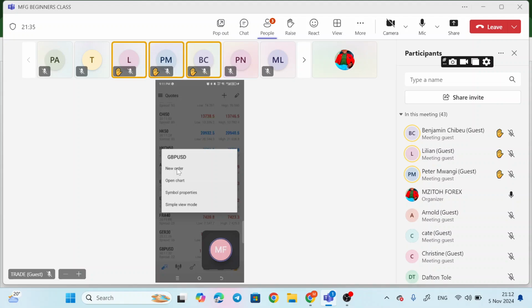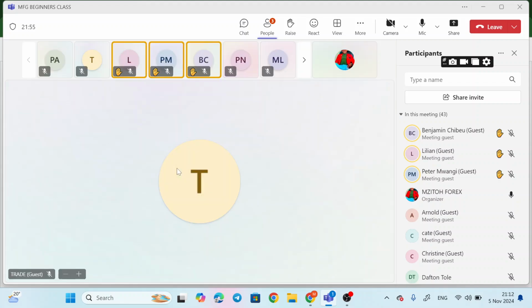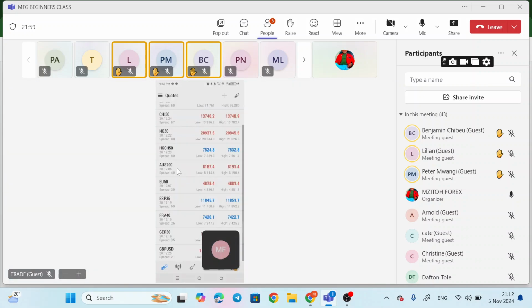So again, I think I will go back where the people are saying they are unable to see. So I will share again. I will stop share, then share again. So share. Okay, screen. Okay, I will go on MT4 again. GBP USD, it's there, new order.